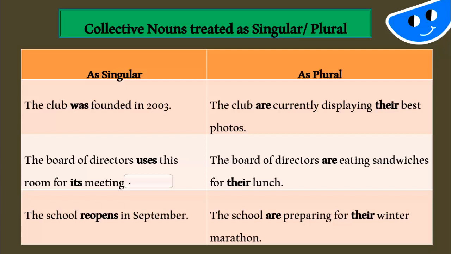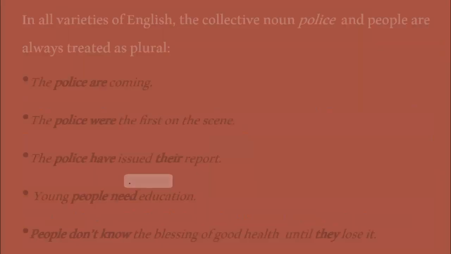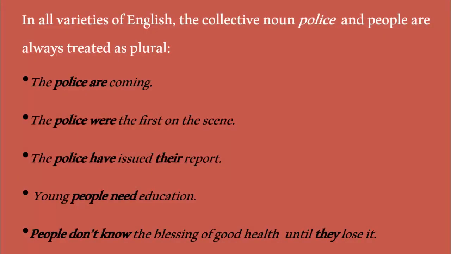Do remember that in American English, most native speakers only use singular verbs with all sorts of collective nouns, whereas in British English, both singular and plural verbs are possible, but with one exception: they always use a plural verb with the collective nouns people and police. For example, the police are coming. Young people need education.